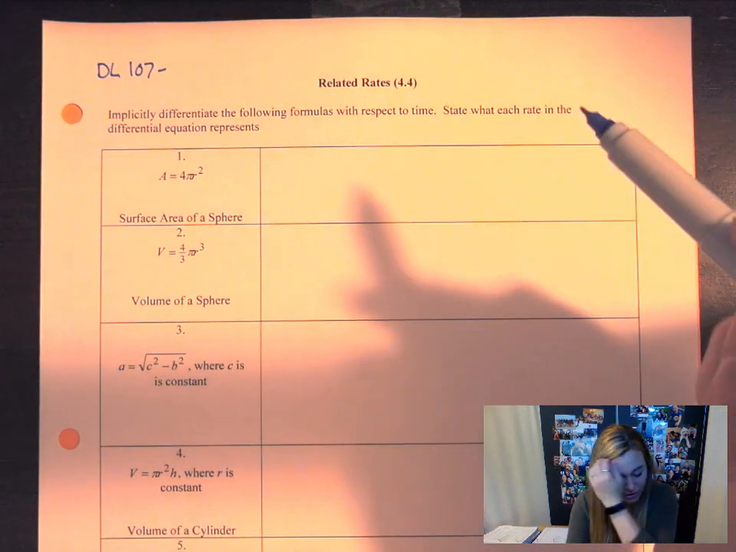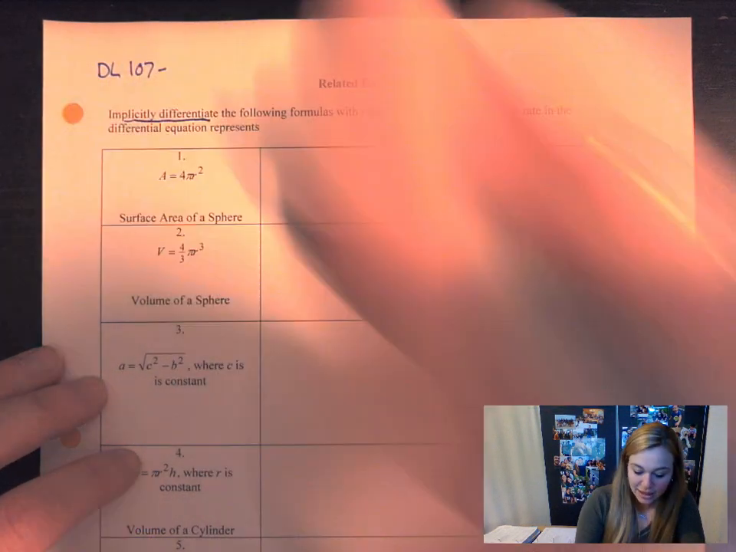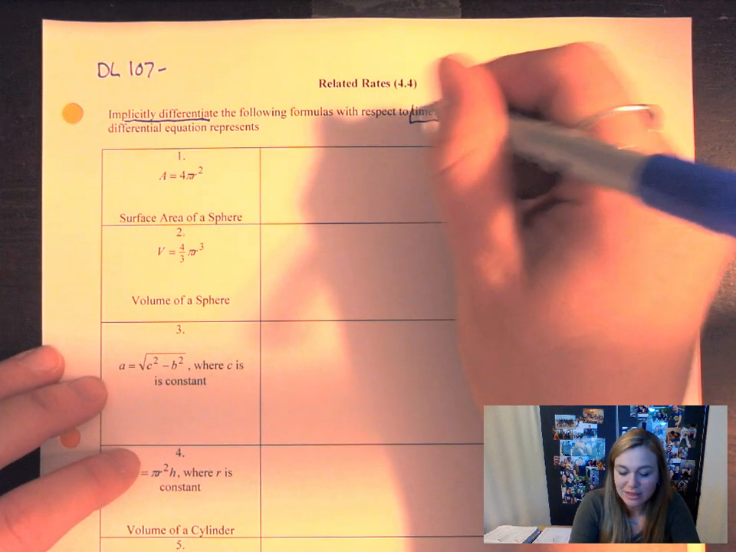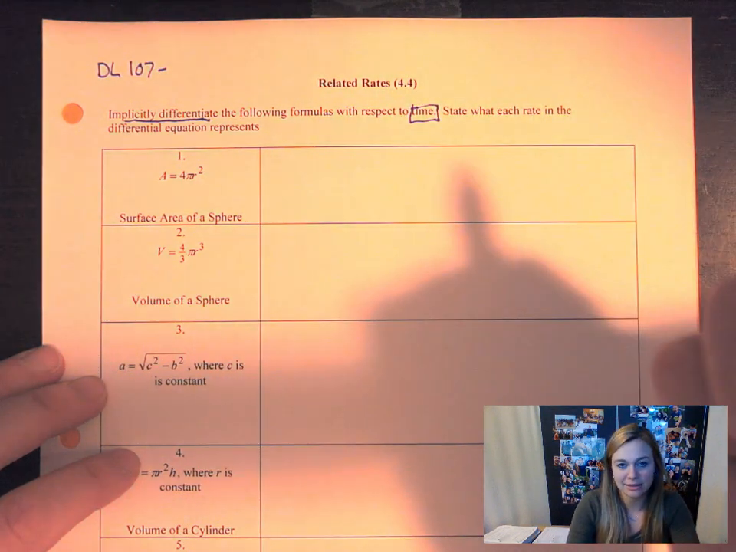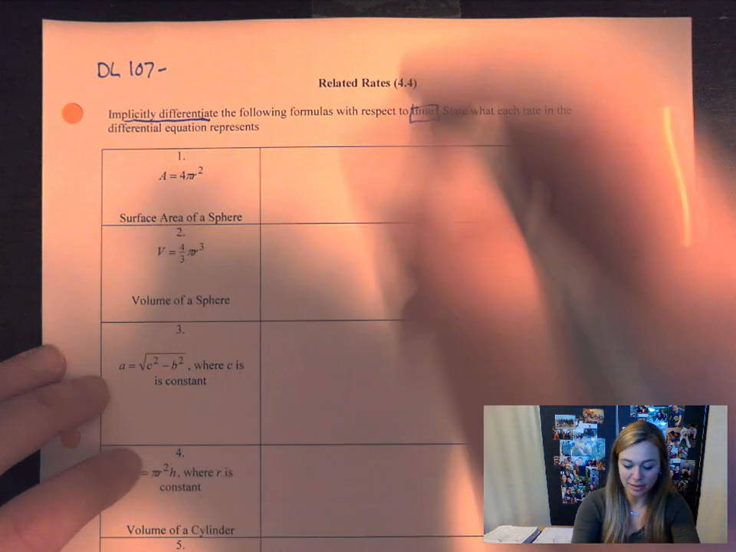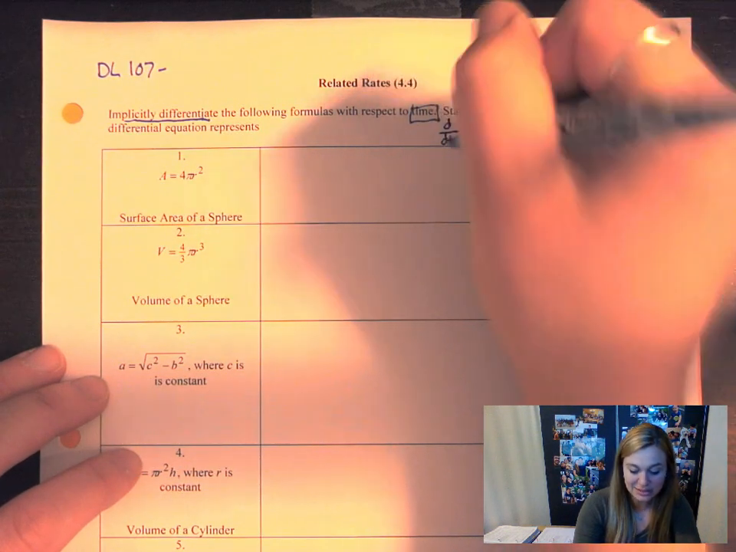Okay, so in here, this says implicitly differentiate. So that's exciting. And this says with respect to time. So far, everything that we've done has been with respect to x. So we've had the change in y over the change in x with everything so far, or dx, that's why we didn't have to write this. This is going to be with respect to time. So whenever we do this derivative of anything, it's going to be dt.